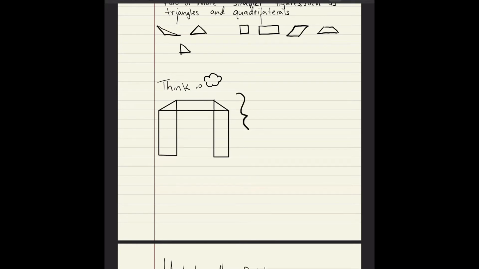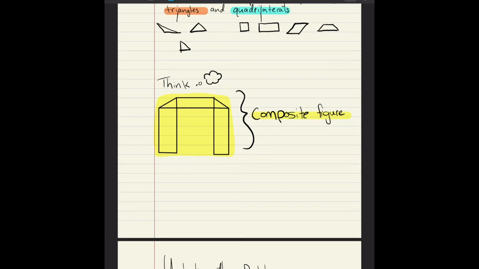All right, so here we have this shape, and this is a composite figure. So this whole thing is a composite figure. But within this composite figure, I have other figures. So for example, here I have two triangles. And then I have three quadrilaterals.